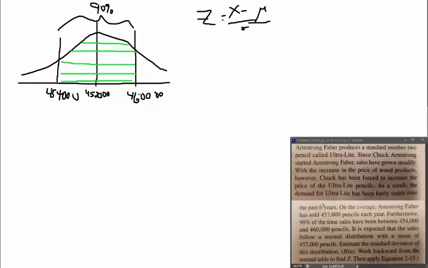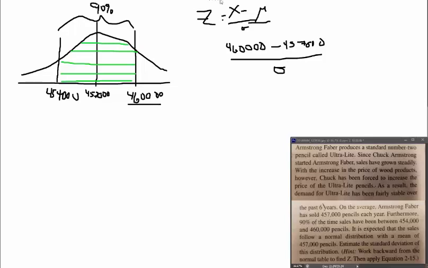What I'm going to do then is figure out the standard deviation for this by using, it doesn't matter which one of these X's I use, but I'm going to use this one just because I think it would be a little bit easier to calculate. So I have 460,000 minus 457,000 divided by my standard deviation.